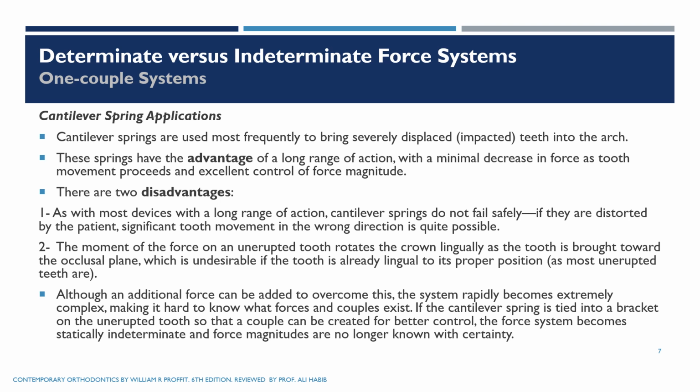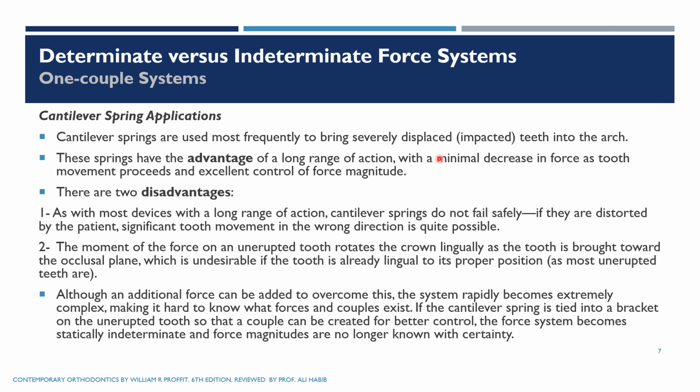So the most important examples of the one couple system, as we saw before, are the intrusion arch and the cantilever spring. What is a cantilever spring? An example for it is the one that we use to extrude an impacted canine, and I'm going to show it to you in the next slide.